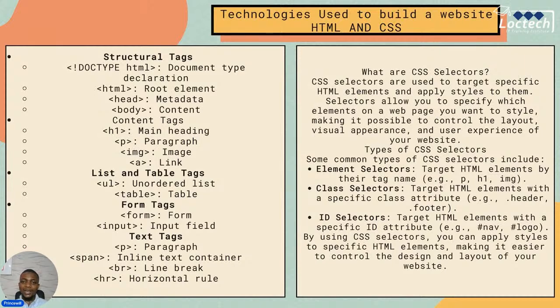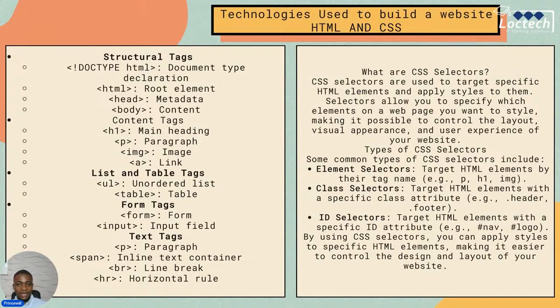So now, what are CSS selectors? CSS selectors are used to target specific HTML elements and apply styles to change them. Selectors allow you to specify which element on a web page you want to style, making it possible to control the layout, visual appearance, and user experience of your website. Now, there are different types of selectors. Some common types of CSS selectors include the element selector, the class selector, and the ID selector.